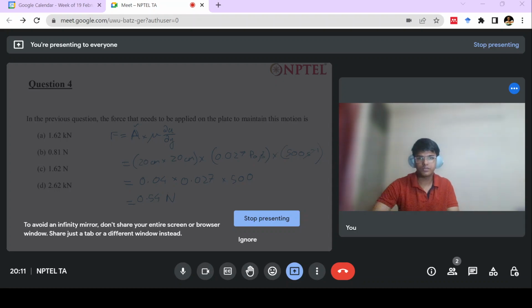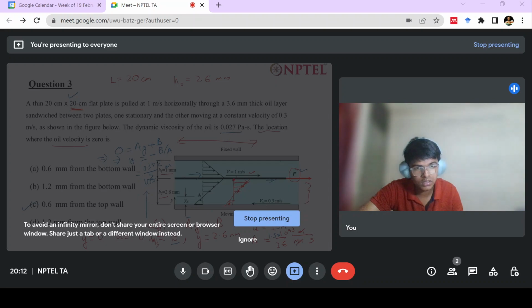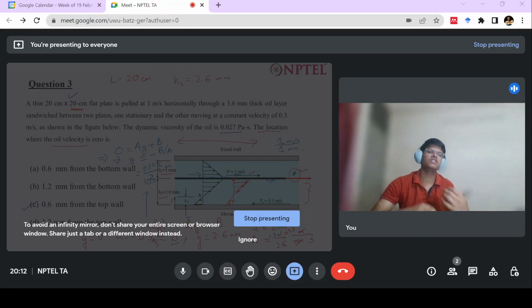Let's say this is F1. So towards the top surface, it will be F2. That is the same area into mu. Del u del y will be different, so let's calculate the slope here as well. This is our velocity profile. Here the velocity we have been given as 1 meter per second, and the height is also 1 mm. So this slope will be simply 1 meter per second divided by 1 mm. This is basically del u del y.